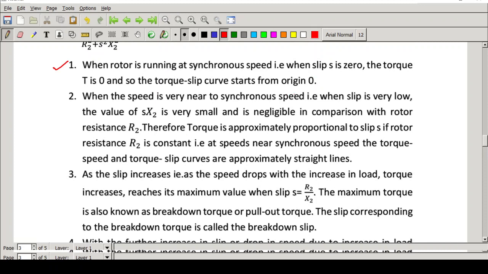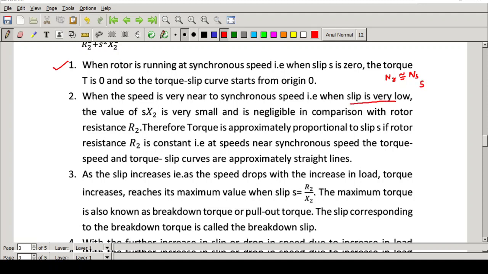Just assume that the speed is very near to synchronous speed. It is not equal to synchronous speed, but the speed NR, that is the speed of the rotor, is almost the same as that of synchronous speed, approximately equal to synchronous speed. That means the slip value will be very low. S will be very small.